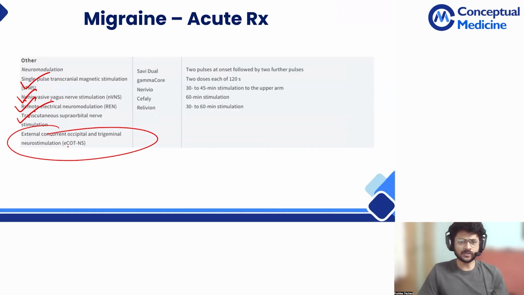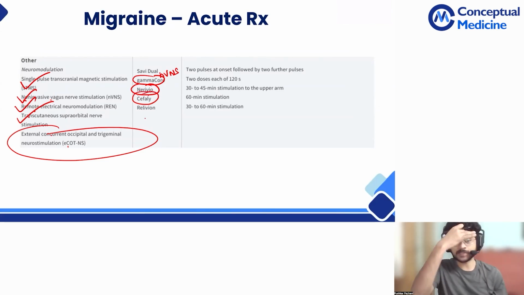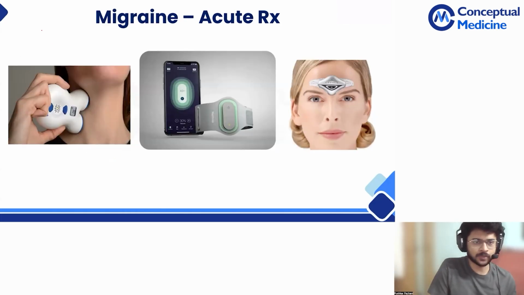So very commonly used devices over here. You have your gammaCore device, which is a non-invasive vagal nerve stimulation device. You have your Nerivio, which is actually present in the market. This is a remote electrical neurostimulation, basically gives stimulation to the upper arm. Then you have the Cefaly device, which is placed on the head, which is used for transcutaneous supraorbital nerve stimulation. So these are the neuromodulating devices. Just put a few for representation.